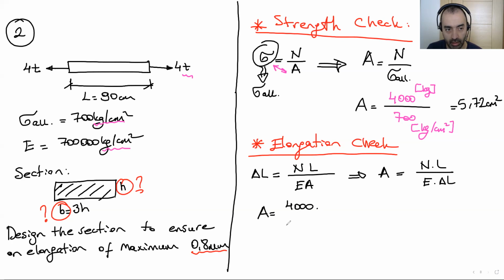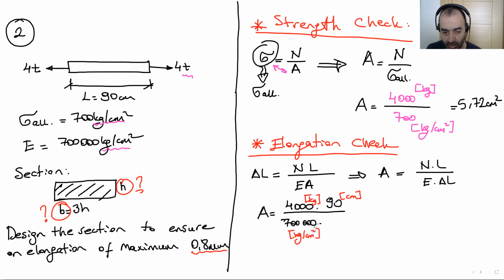kilogram. The total length is 90 centimeters over E. E is in kilogram centimeter. Delta L here is 0.8 millimeter. And by the way, let me show you again the units. Here is kilogram. Here is centimeter. This is in kilogram centimeter square.